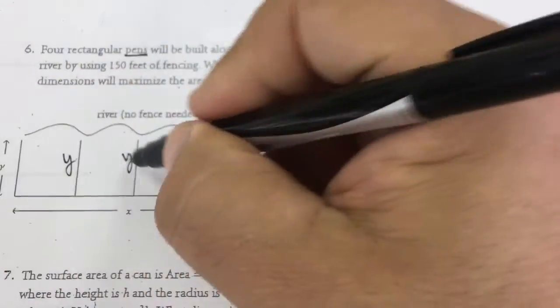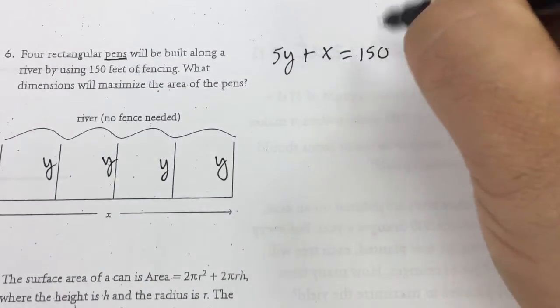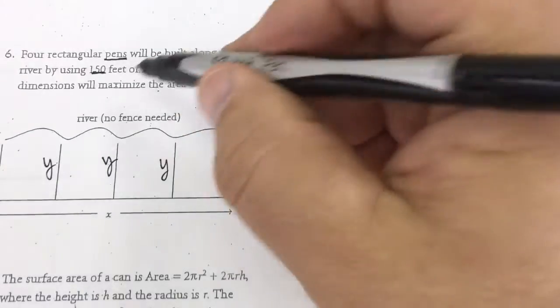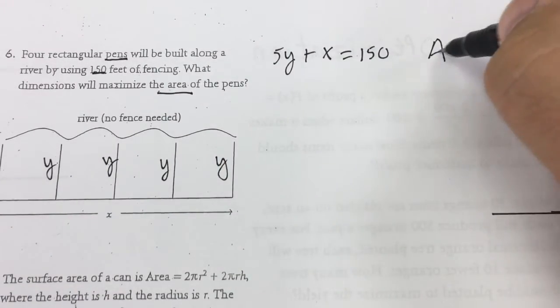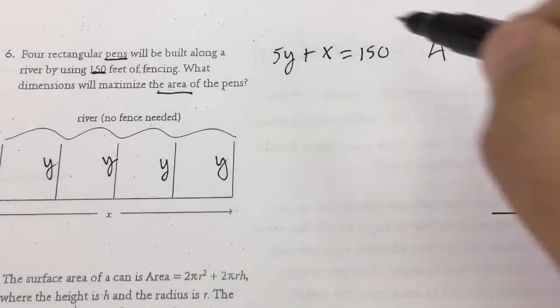I'm going to set that derivative equal to 0, and that's going to give me 150 equals 10y. So y in this case is going to equal 15 feet. So let's see what happens. If this is 15, this is 15, this is 15, and this is 15, and this is 15, that's 30, 60 plus 15 is 75, and 150 minus 75 leaves me with x equals 75. So the dimensions that will maximize are 15 feet by 75 feet.